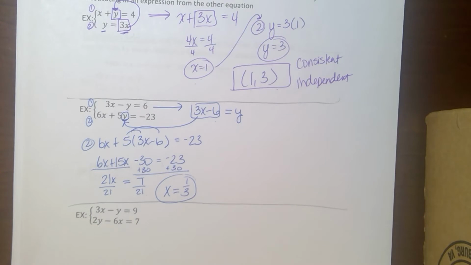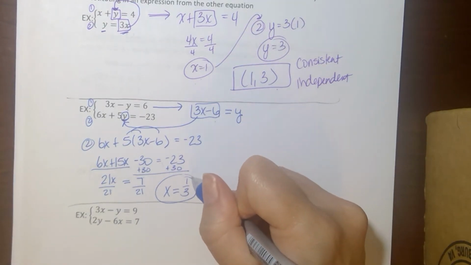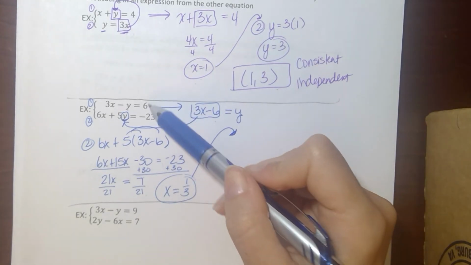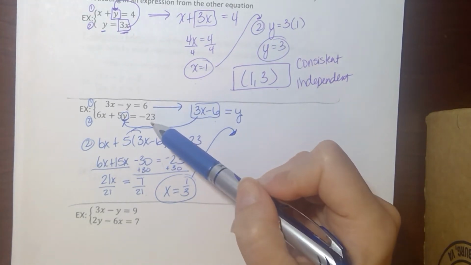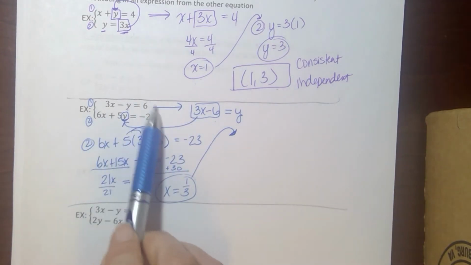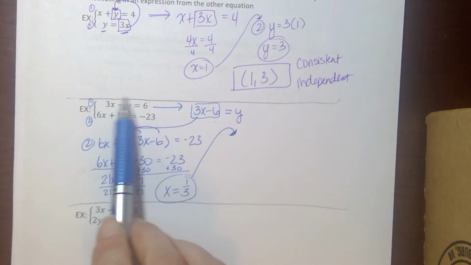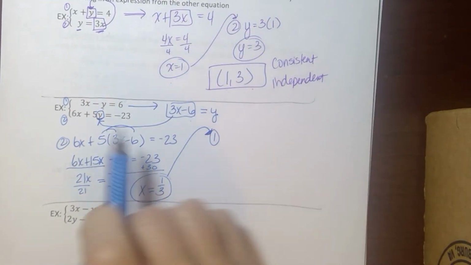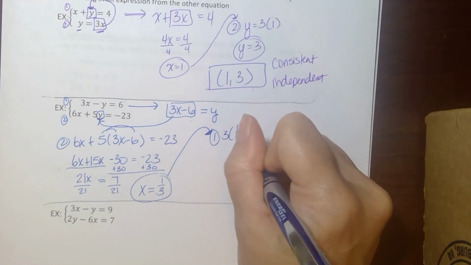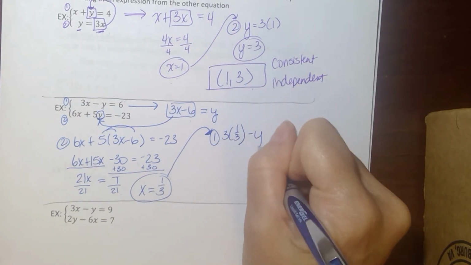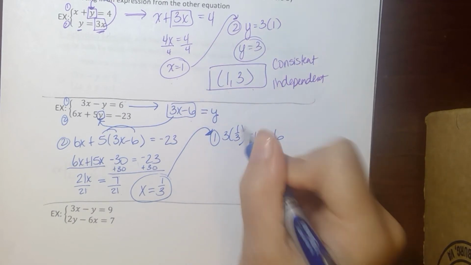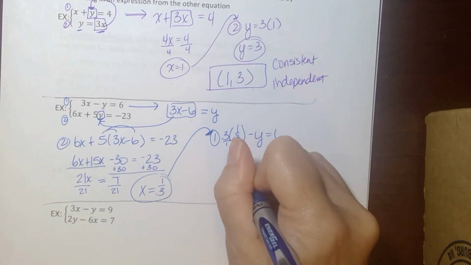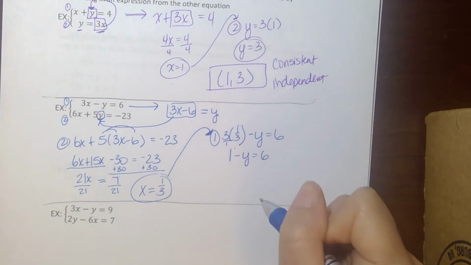Now I need to finish solving for the solution, the ordered pair, so I need to get y. So I'm going to take this value for x and plug it into either one of these two equations. It does not matter which one. Equation number 1 has smaller coefficients, so I can keep my values smaller, so I'm going to choose that. 3 times x would be 3 times 1/3 minus y equals 6. Well, 3 times 1/3, that's the same thing as 3 over 1 times 1 over 3, which is just 1. So 1 minus y equals 6.